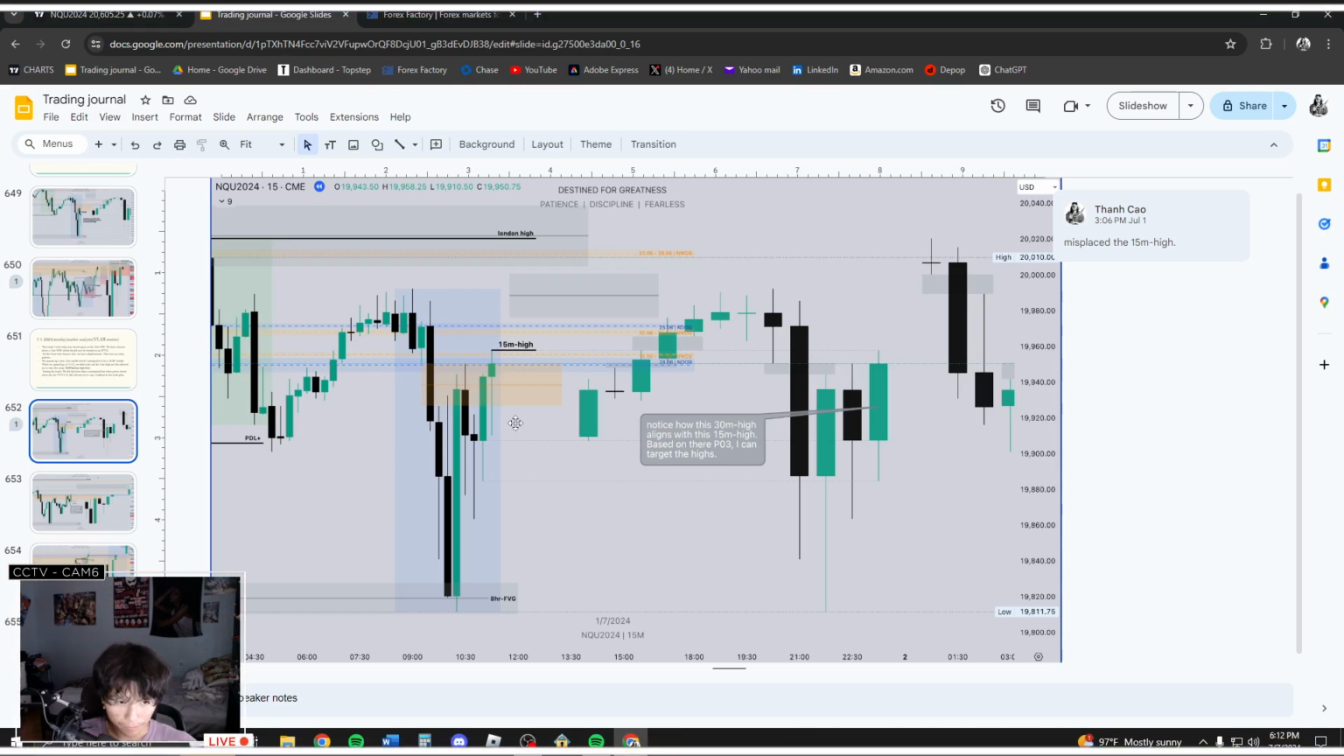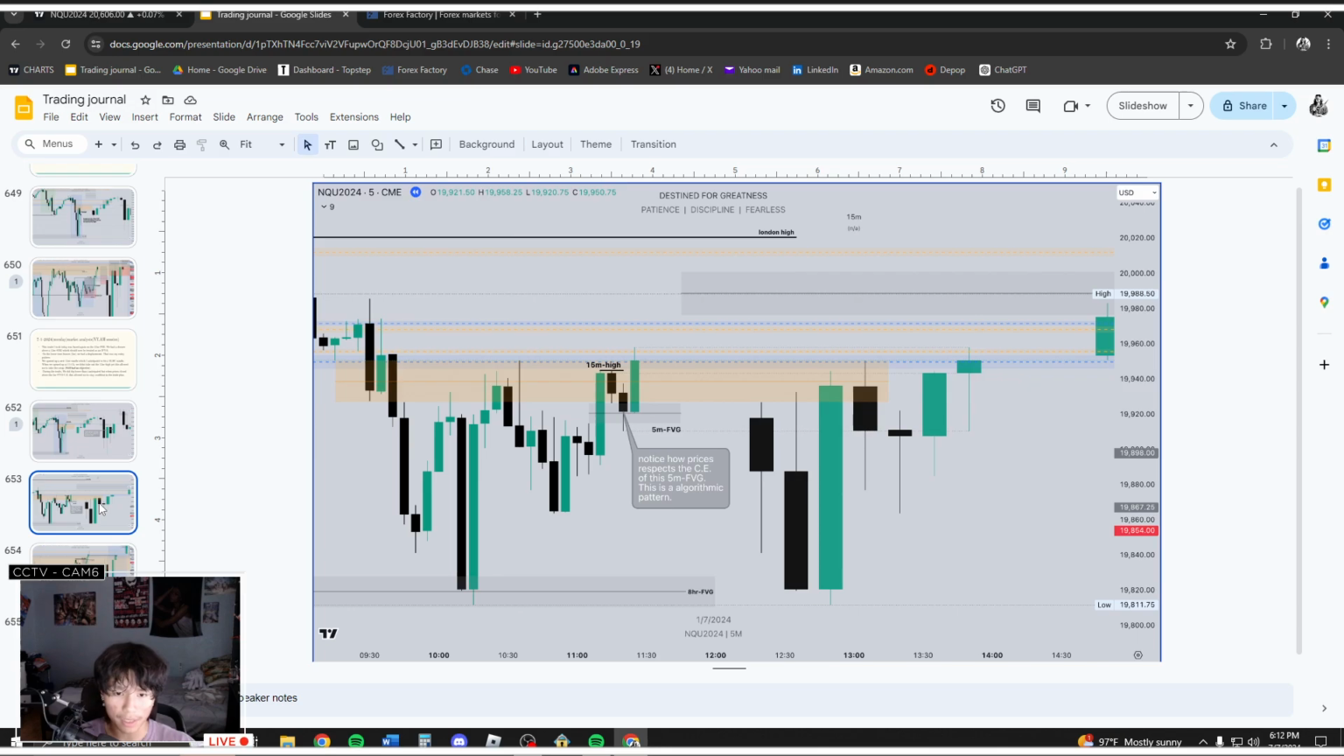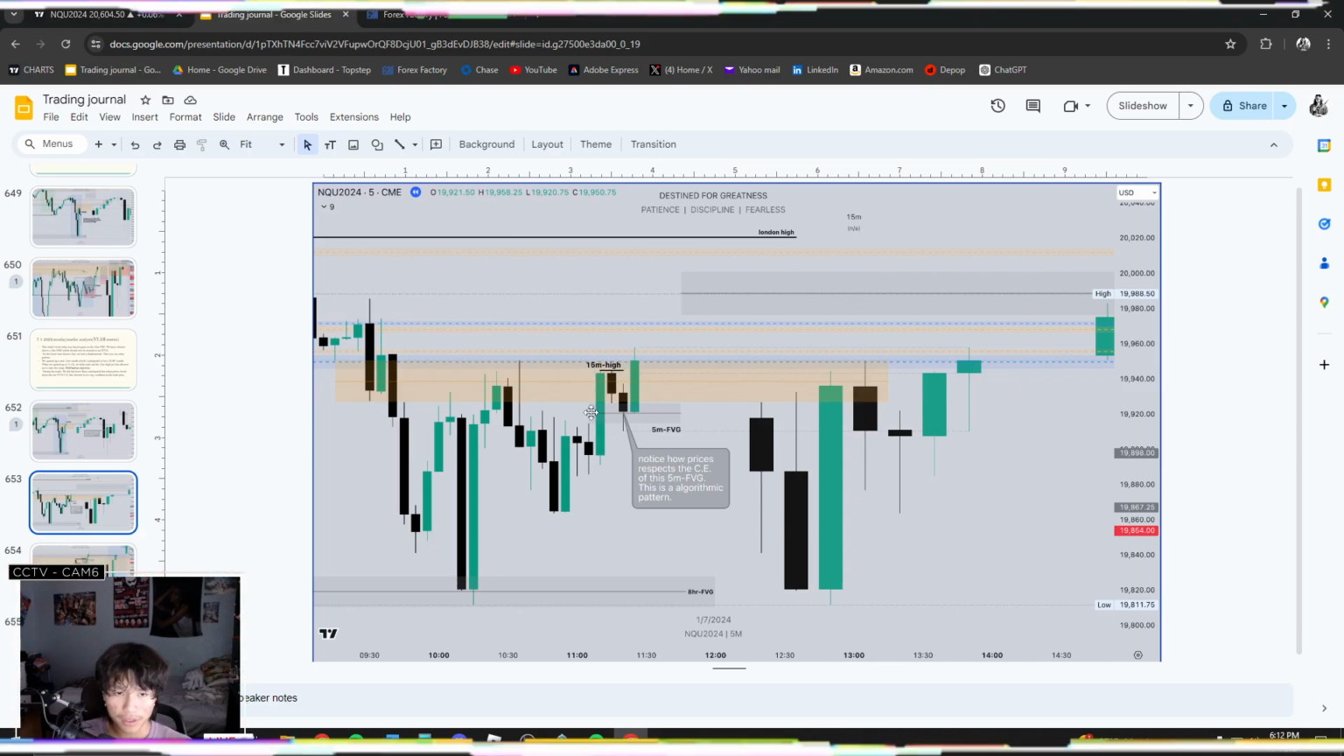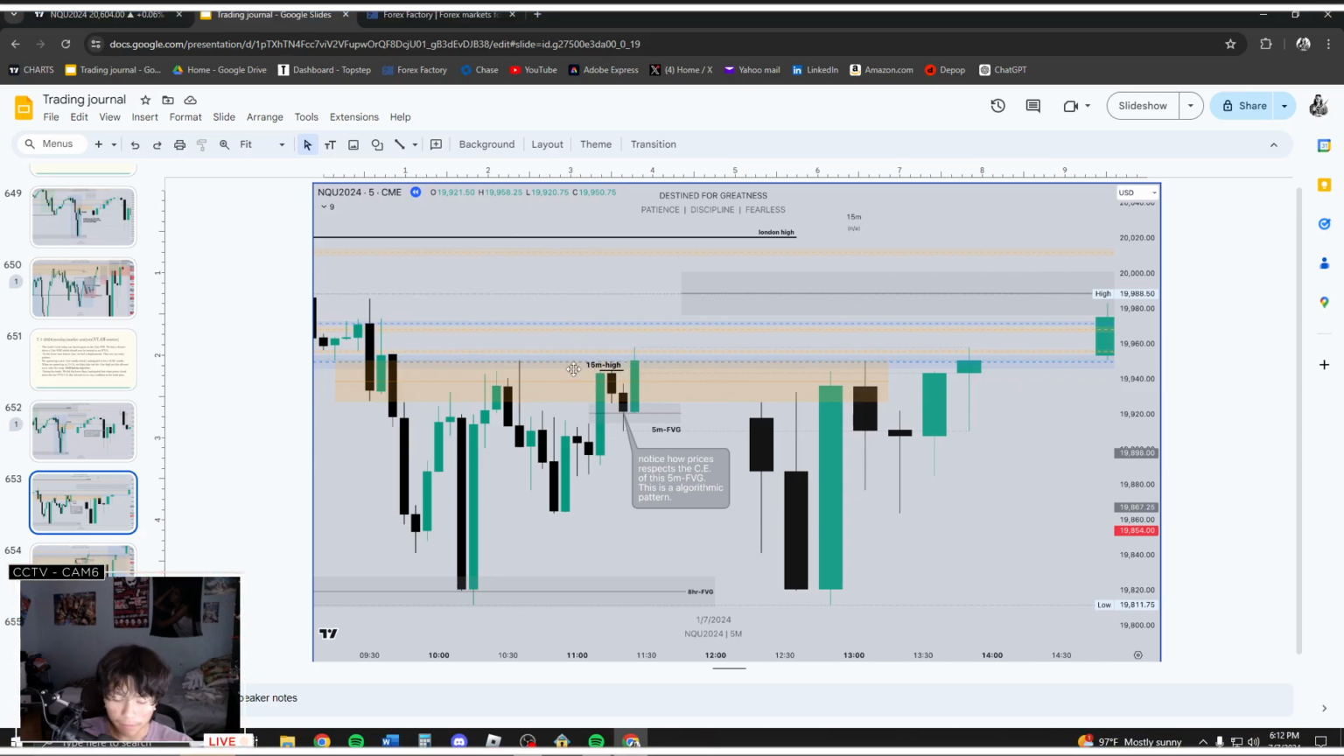And on the lower time frames, I look to find if there are any supporting FVGs that support the idea of us taking out that 15-minute high. So on the 5-minute time frame, we have this 5-minute FVG, and when price retraces back inside it, I take my entry.